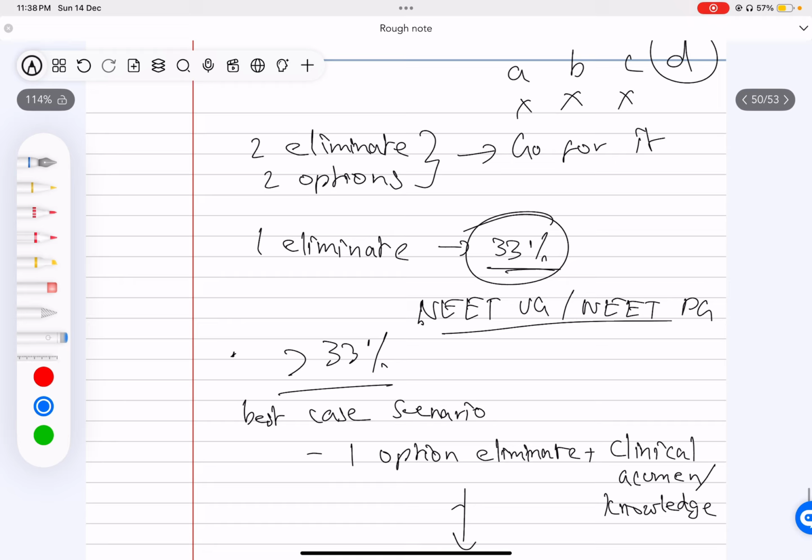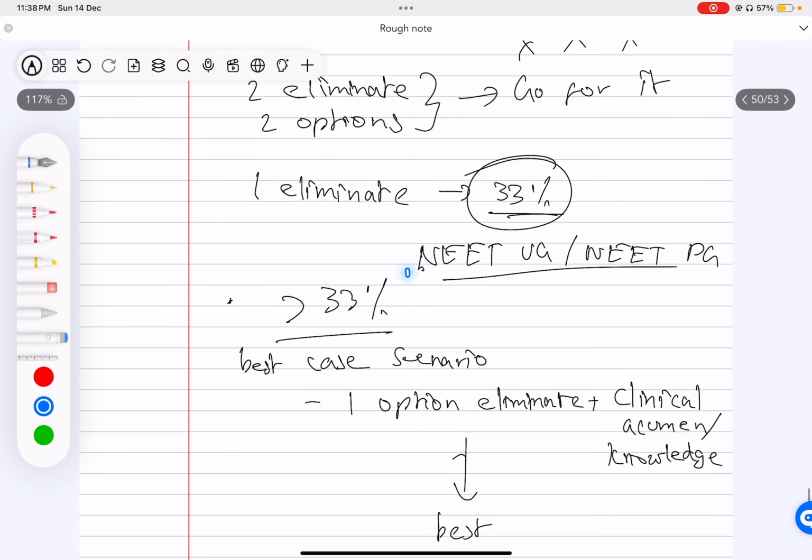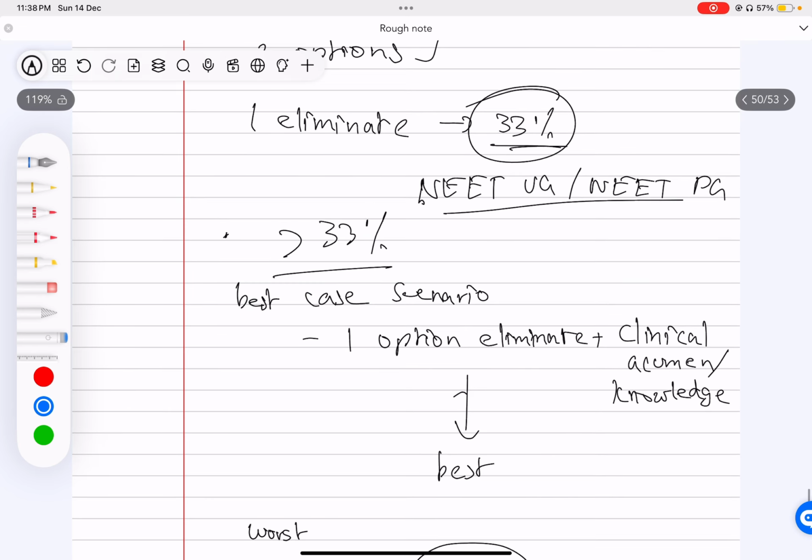Now, normally, this is just pure mathematics. You're saying A, B, C, D, and you're saying A is not the answer. But in B, C, D, you can use your clinical knowledge, or the knowledge you have. So you can most probably say C is the right answer. You have a lot of push. You are not randomly choosing between B, C, and D. You are giving some kind of preference based on the knowledge and information you have. So it is always more than 33%. In the best case scenario, if you eliminate one option and use your clinical knowledge, it is the best. You can just go for it.